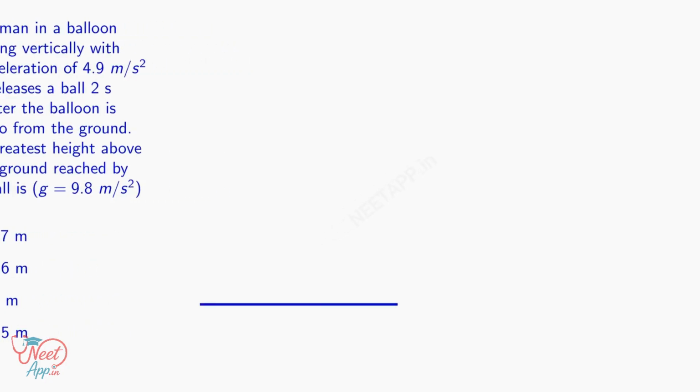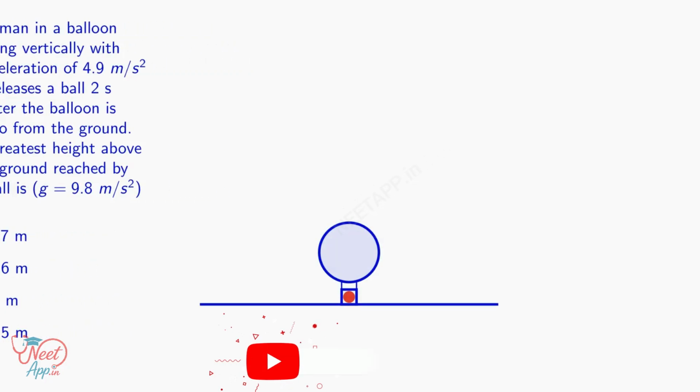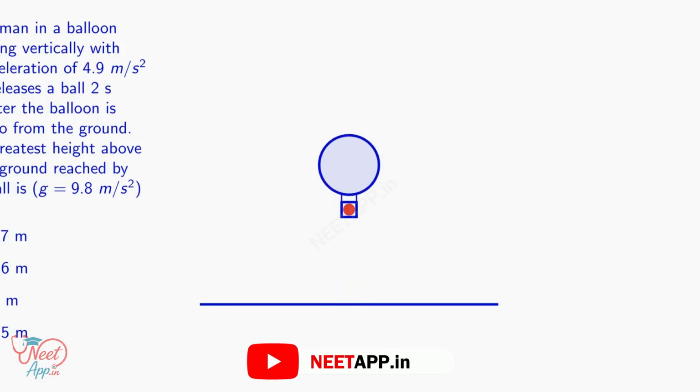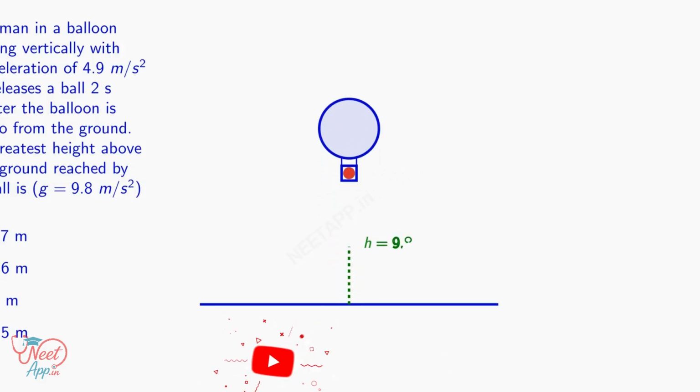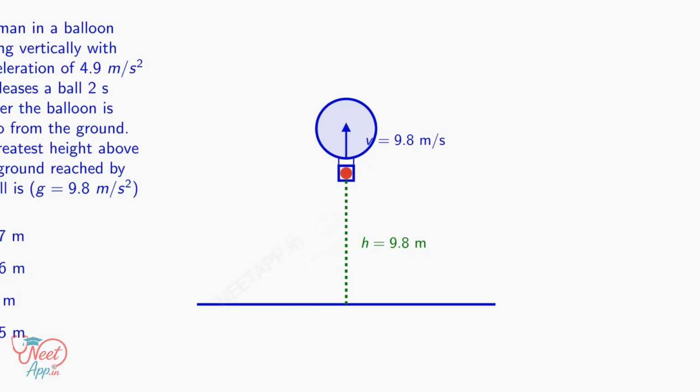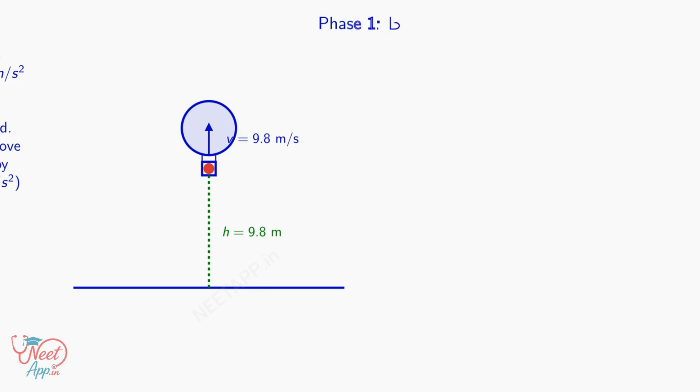First, let's visualize the balloon's journey. It starts from the ground and accelerates upwards for exactly 2 seconds. Let's calculate the balloon's velocity and height at this exact moment of release. Using basic kinematics, we find it has a velocity of 9.8 meters per second and is at a height of 9.8 meters. Now here is the classic NEET trap.